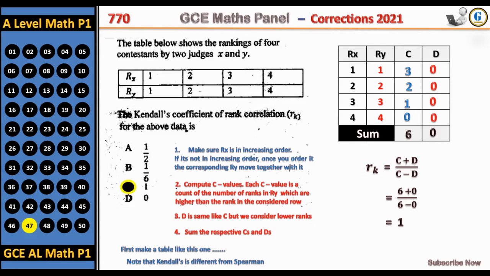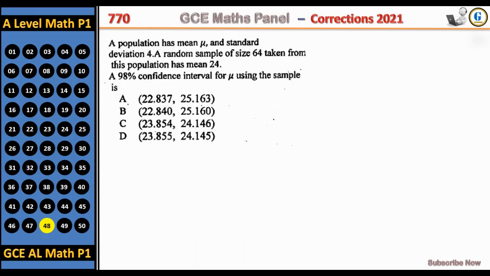So our key here is C. Question 48. A population has mean mu and standard deviation of 4. A random sample of 64 taken from this population has mean 24. A 98% confidence interval for mu using the sample is. So for the 98% confidence interval, our Z value is 2.326.